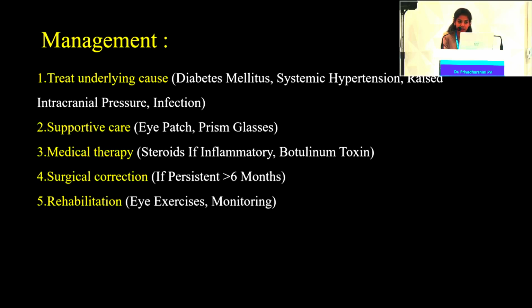The supportive care involves an eye patch or prism glasses to alleviate the symptoms of diplopia, and medical therapy involves steroids in case of inflammation and botulinum toxin in case of contracture of its ipsilateral antagonist muscle. Surgical correction is usually indicated when there is persistent diplopia or restriction of extraocular muscle movements for more than 6 months. The rehabilitation therapy involves eye exercises.